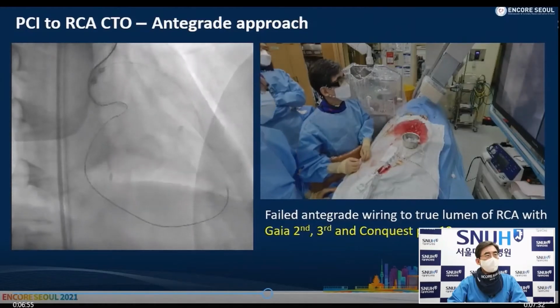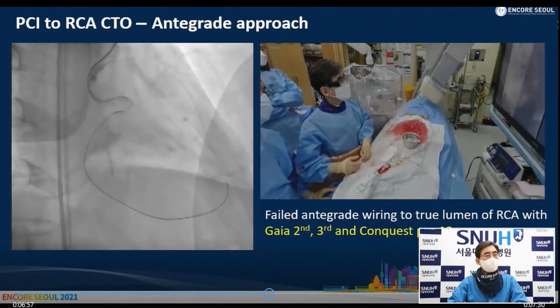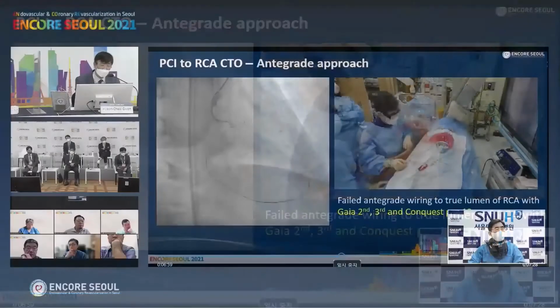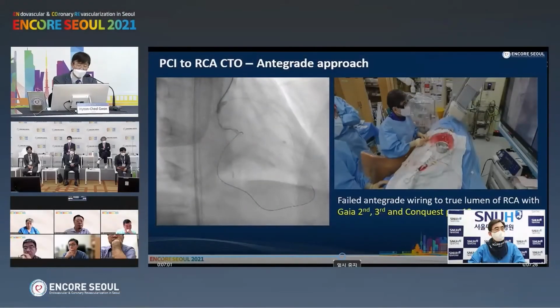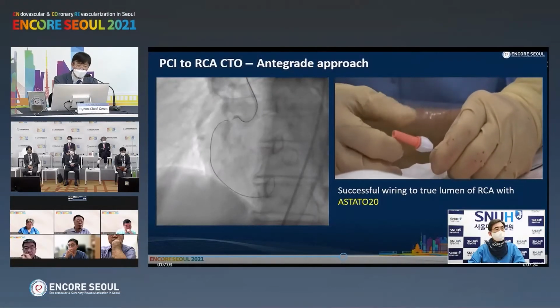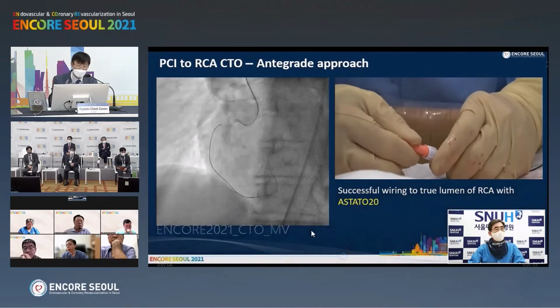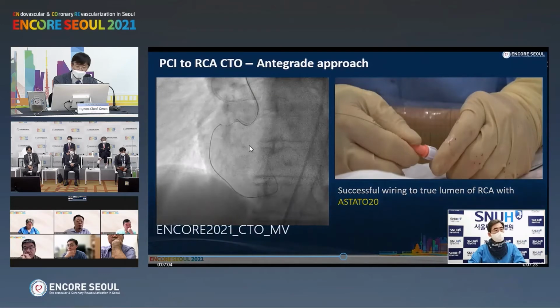So are you planning reverse CART, or just wiring going out from the RCA ostium into the aorta? Which one is better, reverse CART versus just pushing the wire? I think it is impossible to do reverse CART because it is very hard. So I use Astato 20 here. So I guess antegrade balloon advance would be impossible.